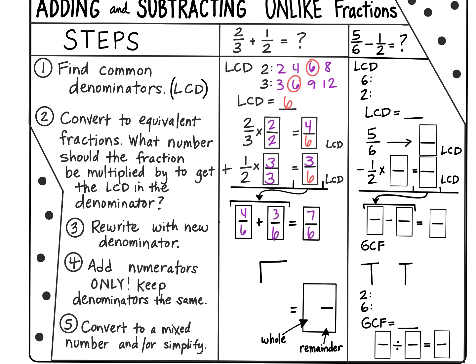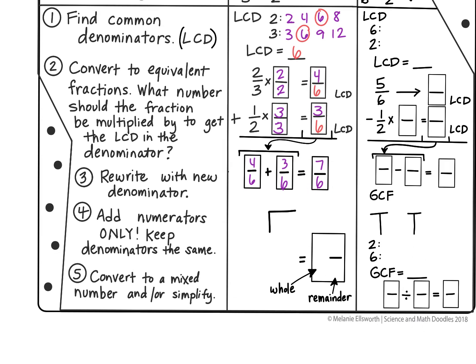So that I can simplify it. Because what kind of fraction did I end up with right here? What is this called? An improper fraction. So I'm going to divide it. Remember, the top number falls inside the box, and I divide by the bottom number.